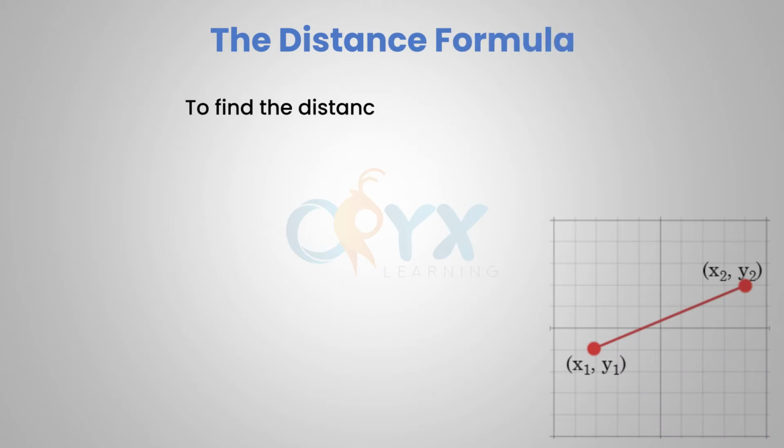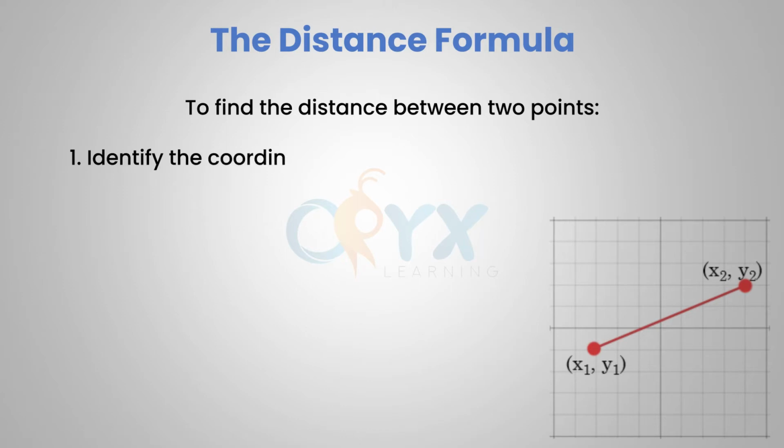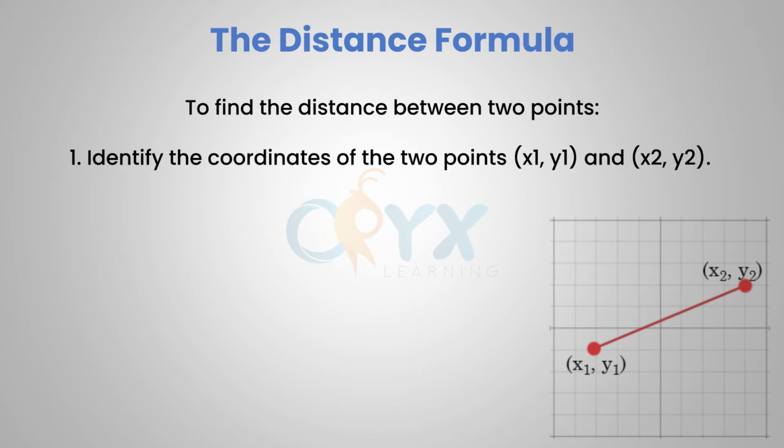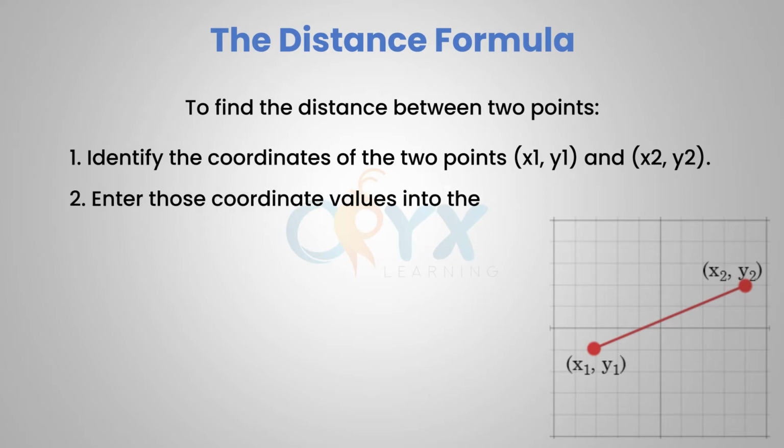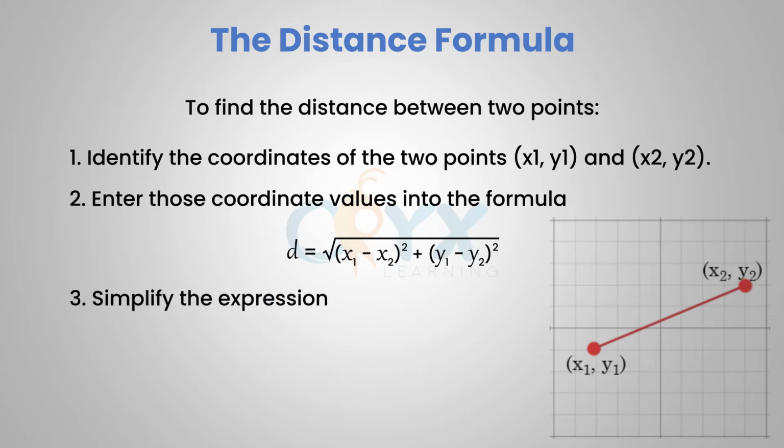To find the distance between 2 points, first identify the coordinates of the 2 points, x1, y1, and x2, y2. Second, enter those coordinate values into the formula d equals the square root of the quantity x1 minus x2 squared plus the quantity y1 minus y2 squared. Next, simplify the expression to find the distance.